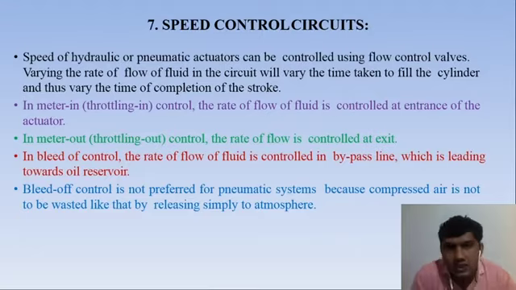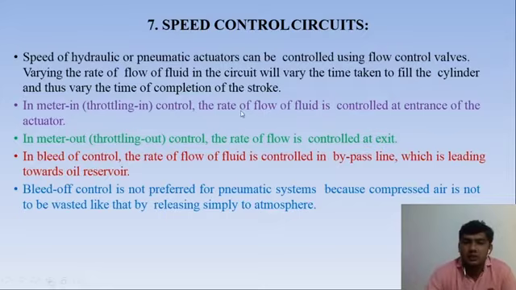Next is the speed control circuit. First of all, what is the requirement of speed control? Speed control is required for particular applications. If you want 300 mm of linear motion, then after the 300 mm of linear motion, the piston should be stopped. So this is the requirement of a speed control circuit.